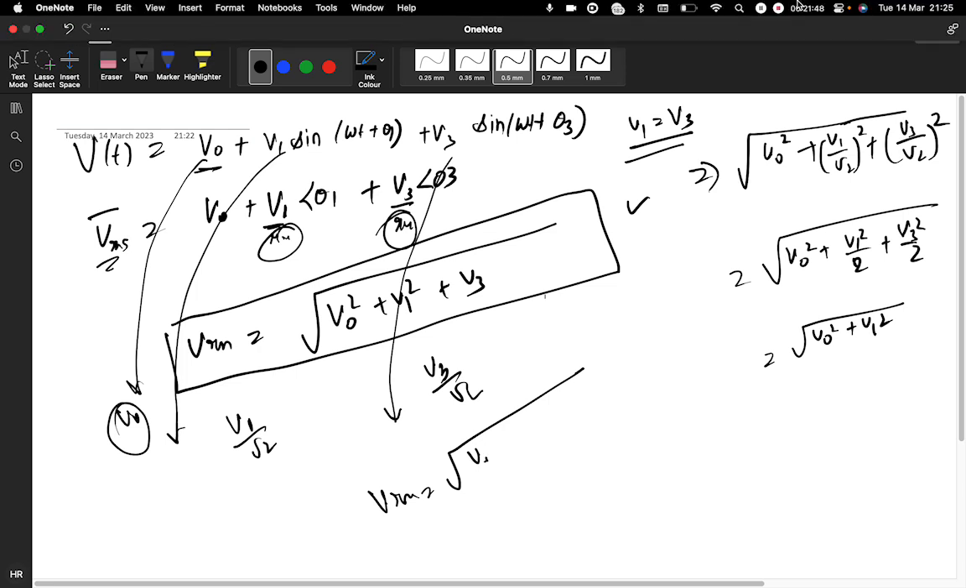Wait, just wait. Light gone. Just wait, just wait.